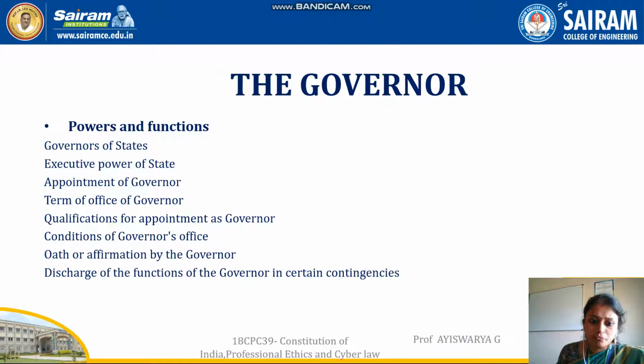The governors of each state are categorized, and the executive power of the state comes under article number 154, whereas the governor of the state comes under article number 153. Article 154, executive power of state, says the executive power of the state shall be vested in the governor and shall be exercised by him either directly or indirectly through officers subordinate to him in accordance with the Constitution.